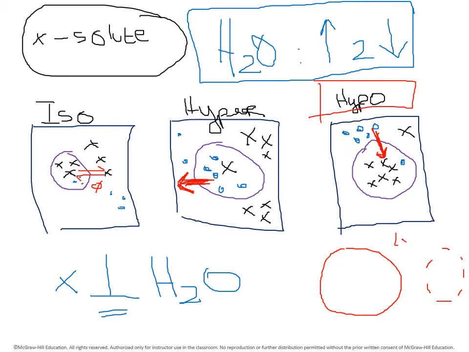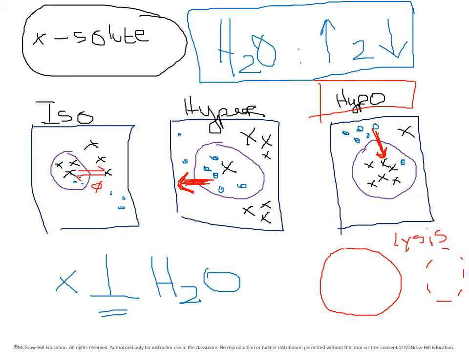It lyses, meaning that it falls apart. If this happens in your red blood cells, we call it hemolysis. Hemo for blood, lysis to pull apart. Your red blood cells will literally pop open. This, for instance, an example of a hypotonic solution is distilled water.